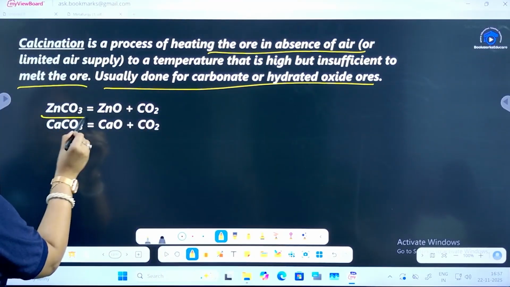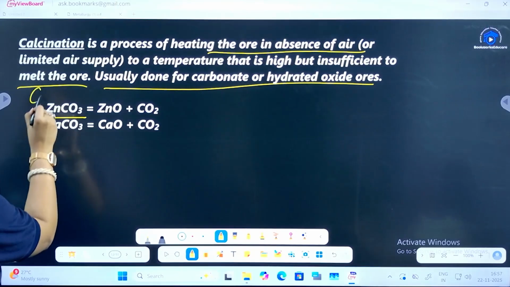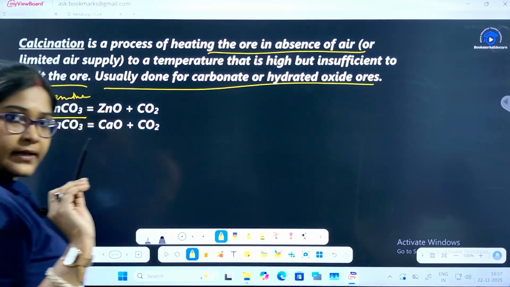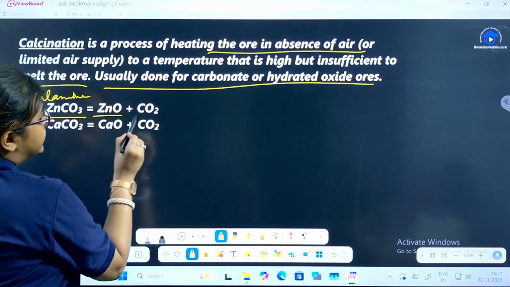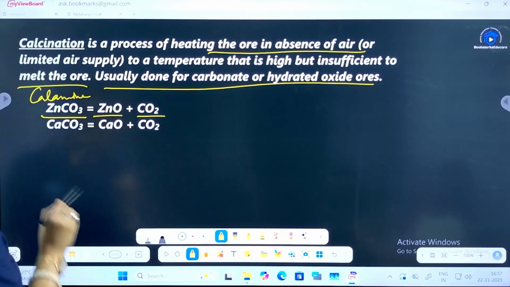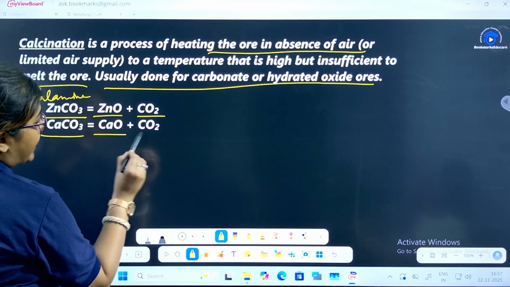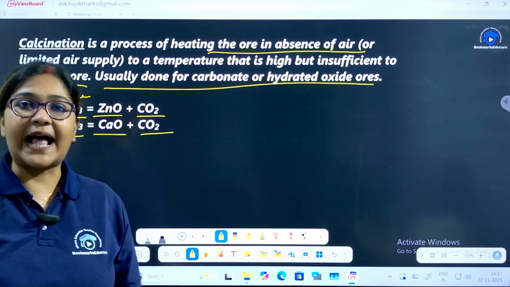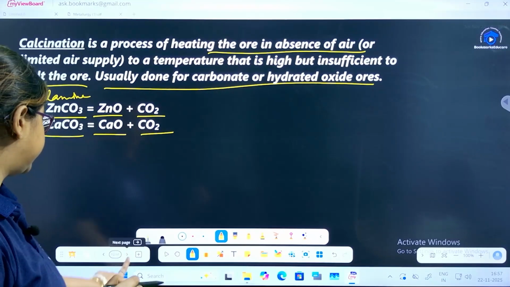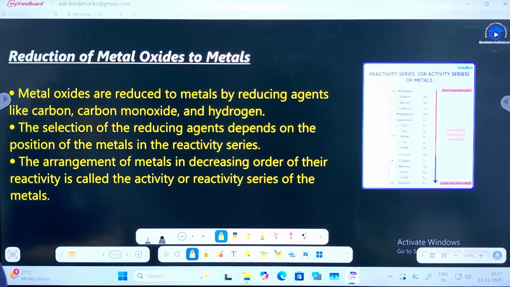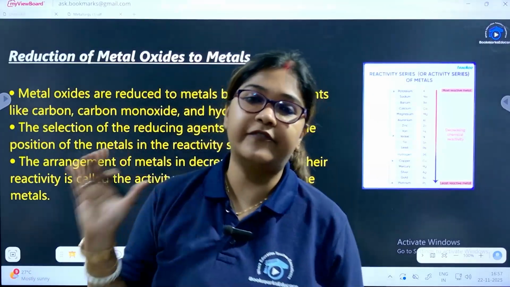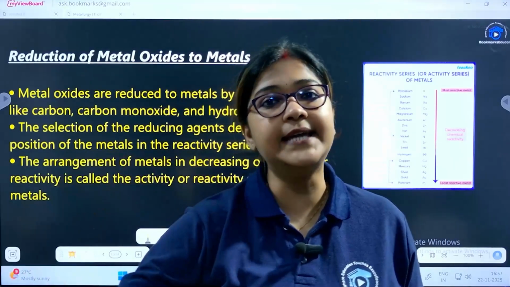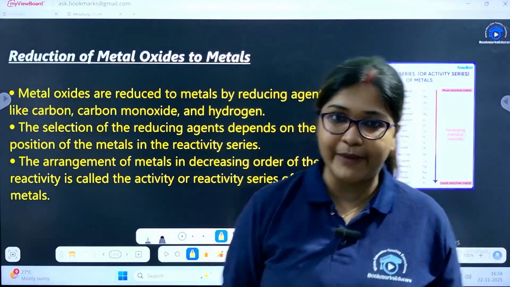So if you take zinc carbonate, which is calamine, this will be calcinated to give zinc oxide and carbon dioxide. Similarly, calcium carbonate gives calcium oxide and carbon dioxide. So this is the calcination method. Next, once the oxide ores are formed, the next step comes: the reduction of these oxides to the respective metal.